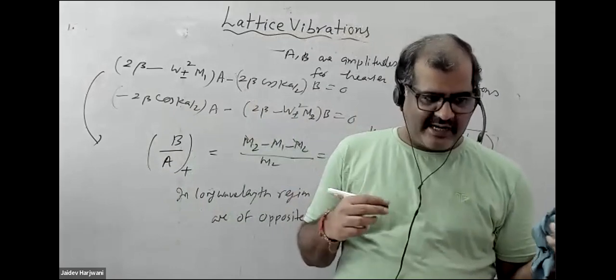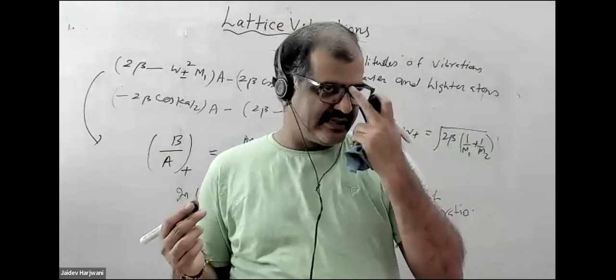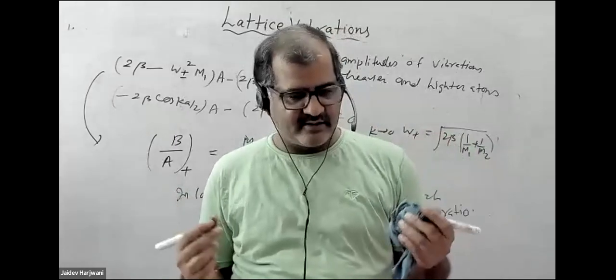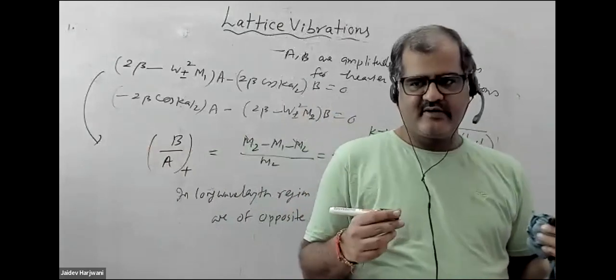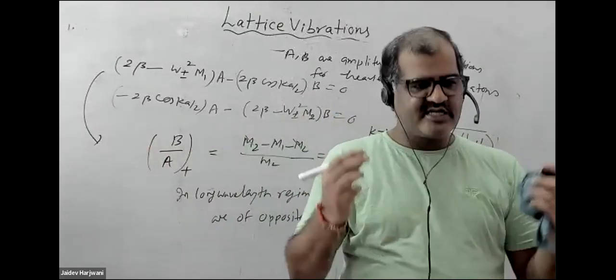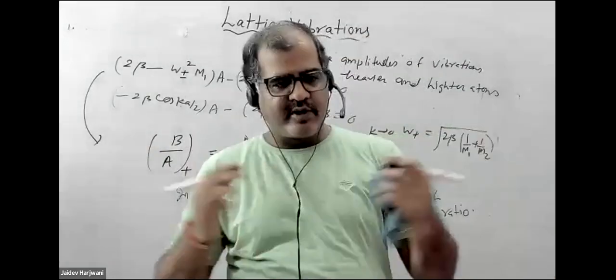Absorption of light and emission of light takes place through what? A change of dipole moment, like it happens in FTIR. So for IR absorption, it is necessary that there should be a change in dipole moment. For Raman spectroscopy, there should be a change of polarization.